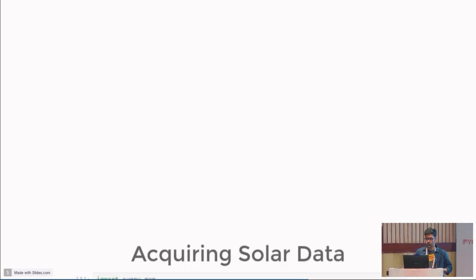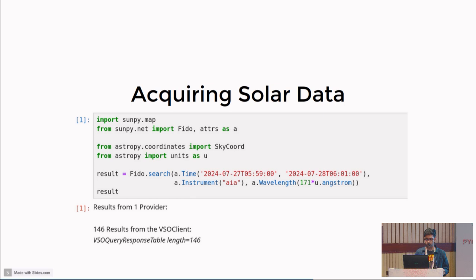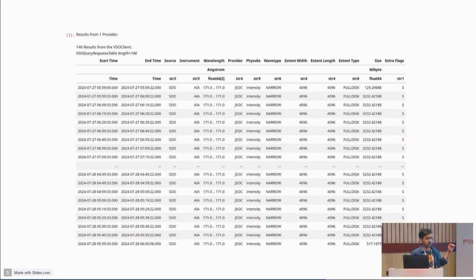So to acquire solar data, you would typically import Fido. You would import attrs. Attrs are data structures for Fido attributes. The search query looks pretty simple. As you can see, you typically send a start time and an end time. You send which instrument you want to query, and what wavelength you want to look at, or something else which is unique to that instrument. And you get all this data as a pandas derived AstroPy query result table.